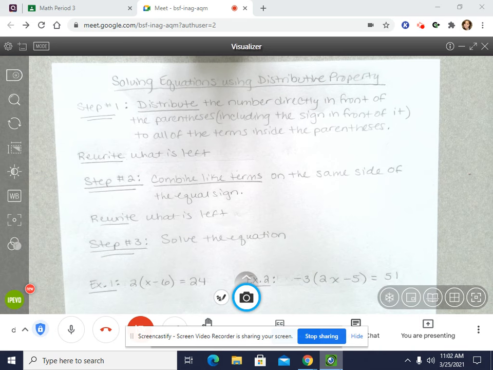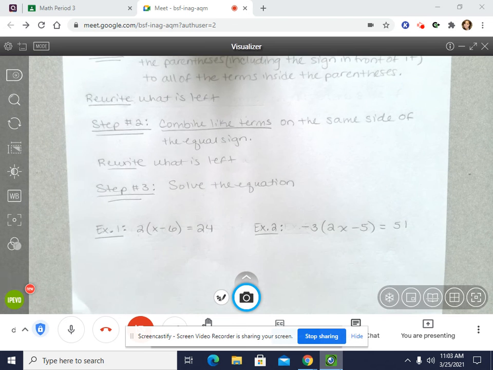All right, so solving equations using distributive property. Step one is we distribute the number directly in front of the parentheses, including the sign in front of it, the plus or minus sign, to all of the terms inside of the parentheses. Just like we've been doing with distributive property. And then we rewrite what's left, just bring down whatever's left. And then our second step, we combine like terms on the same side of the equal sign if there are any terms to combine. And then again, we bring down everything else, rewrite what's left like we've been doing when we solve equations. And then we solve the equation.